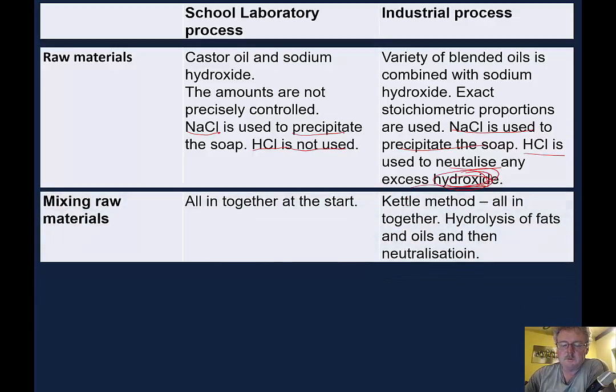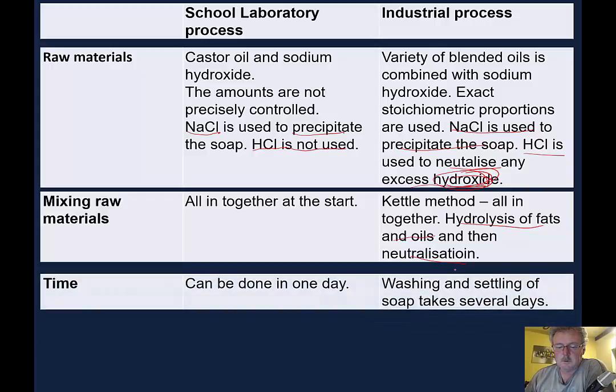The raw materials, they're all mixed together at the start. In the kettle method, they hydrolyse the fats and oils, and then they use neutralisation to get rid of any extra sodium hydroxide. Time, this can be done in one day, including drying time, heating and cooling times. The washing and settling of soaps can take several days in an industrial process.